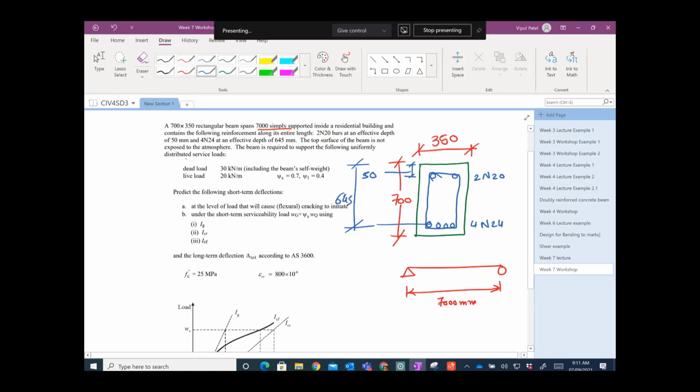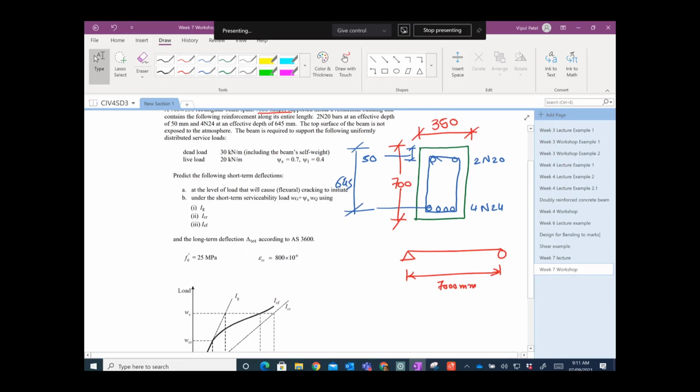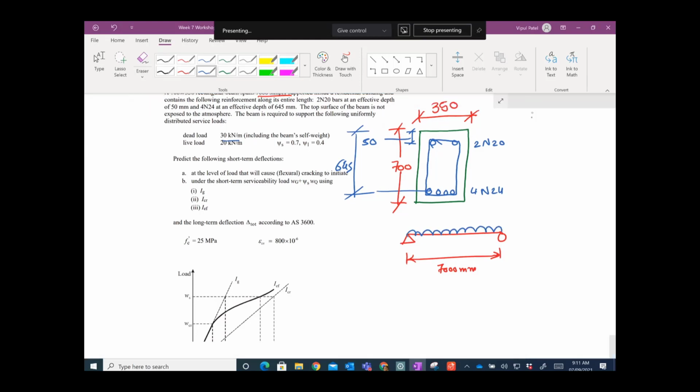The top surface of the beam is not exposed to the atmosphere, so it is an interior beam. The beam is required to support the following uniformly distributed load. So there is a UDL of 30 kilonewton dead load, plus 20 kilonewton. Of course, we need to account for those short-term factors and live load factors. So that is the loading given to us.